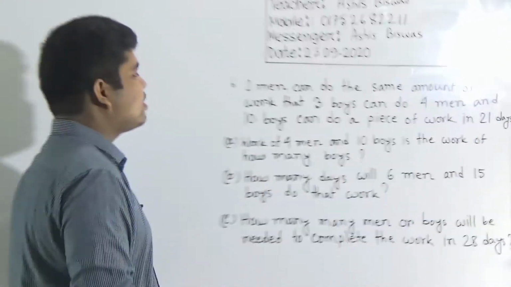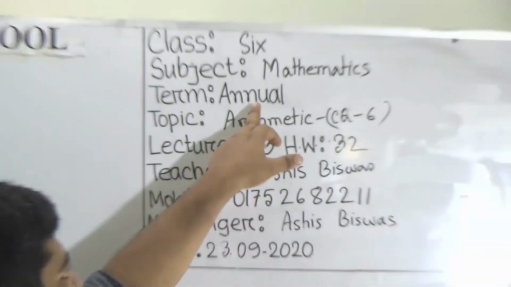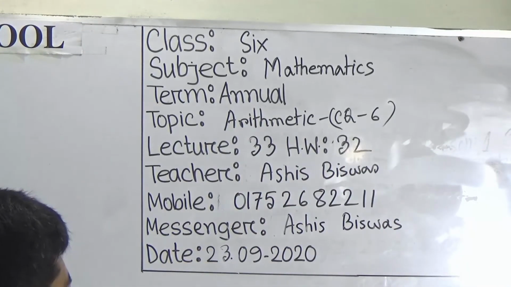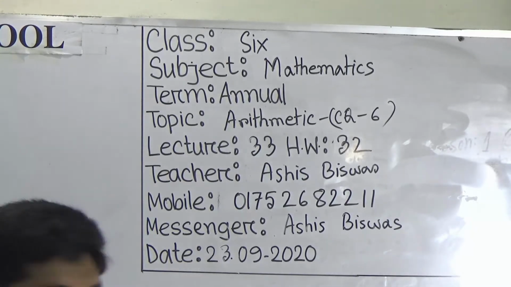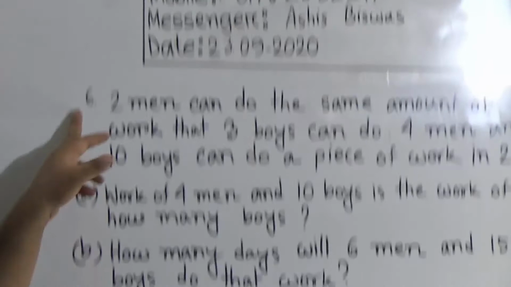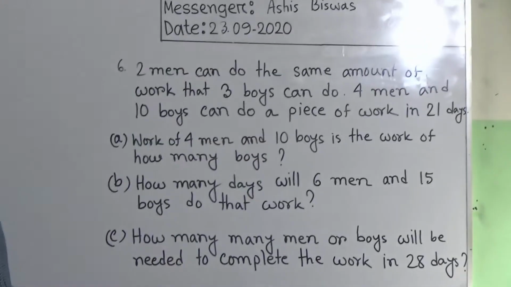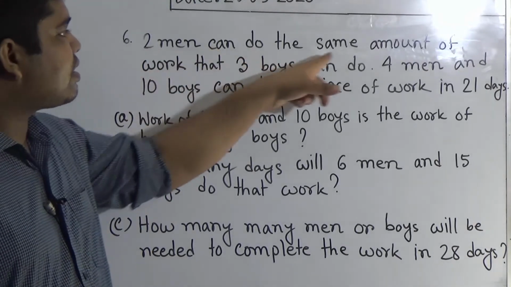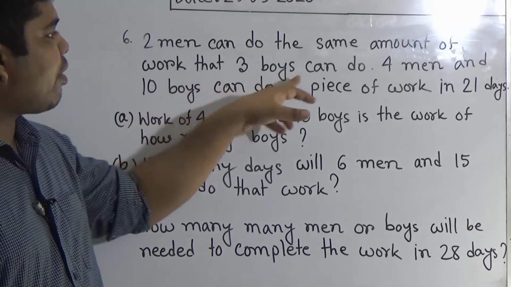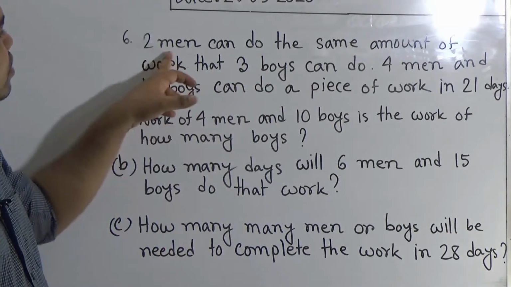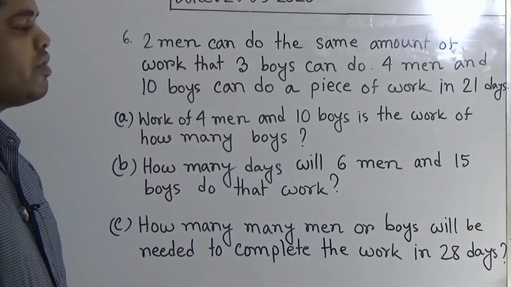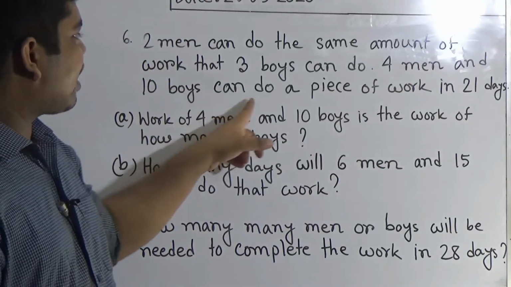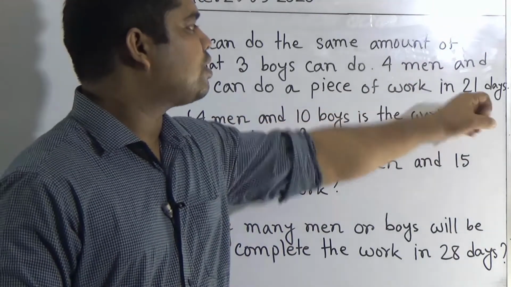My dear students, today is our lecture number 33 of annual term, and today's SW number will be 32. So in our class we shall solve CQ number 6, and this CQ number 6 will be your SW also. So let us read the question first. Two men can do the same amount of work that three boys can do. That means work of two men equal to the work of three boys. Okay, 4 men and 10 boys can do a piece of work in 21 days.